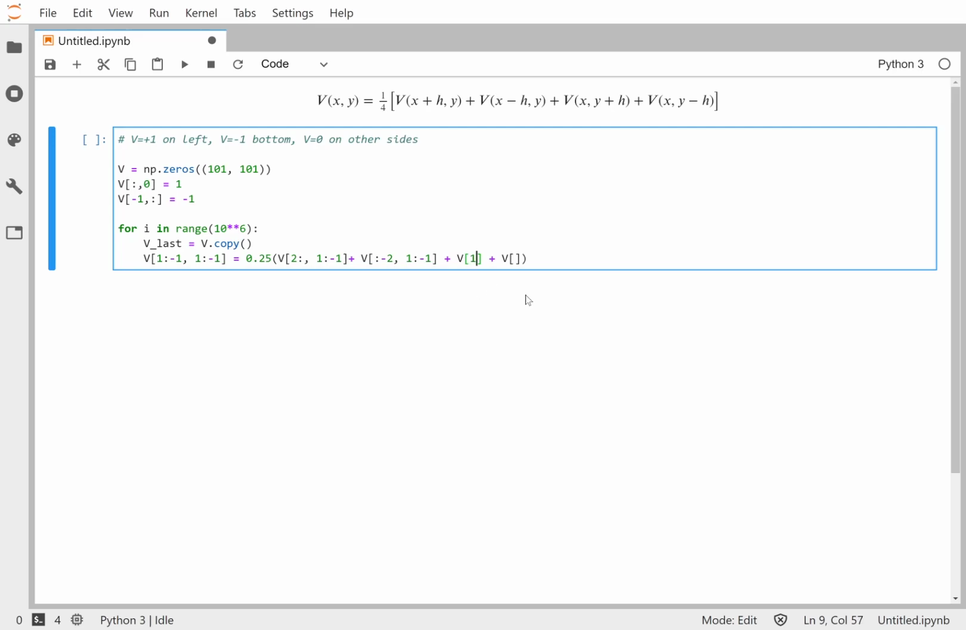And now we're going to do the reverse. So the rows will be left alone, and we're going to do columns.